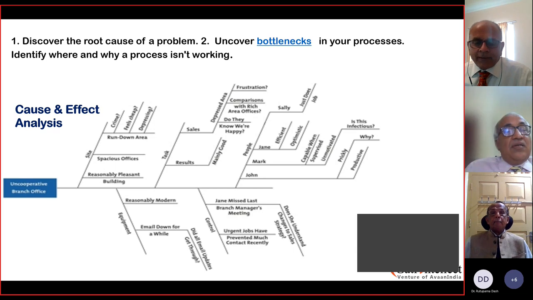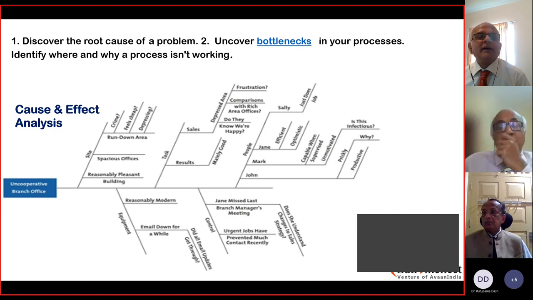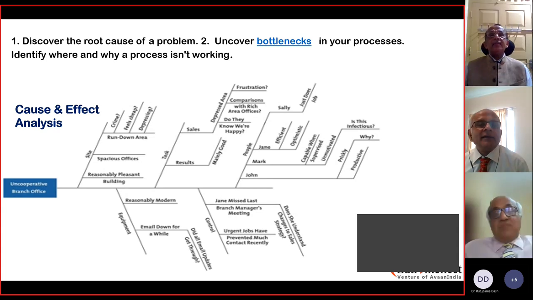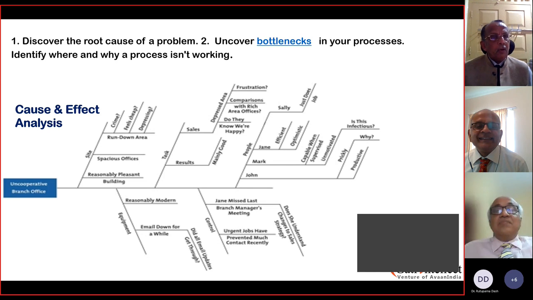Can anybody tell me who formulated this? Is this diagram familiar, first of all? To anybody? MBA students, you already learned this. Okay, I'll give you a clue: in your TQM, Total Quality Management.